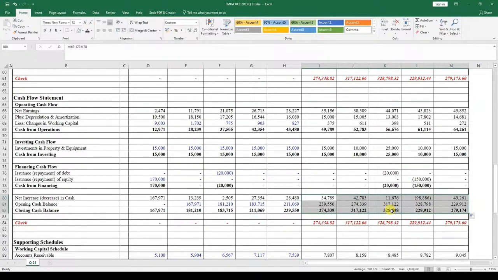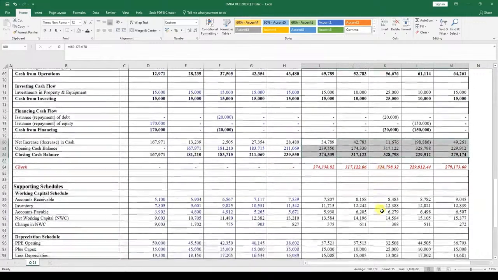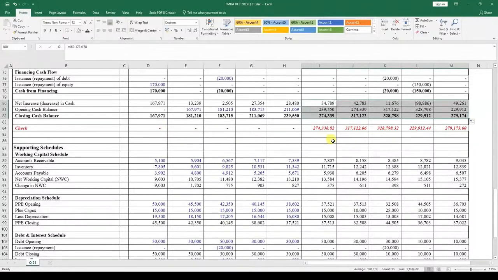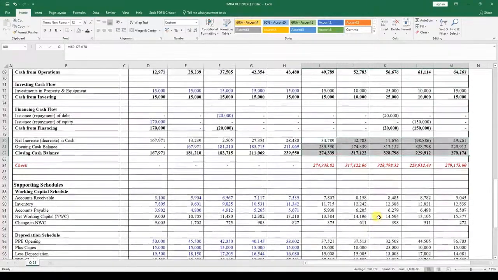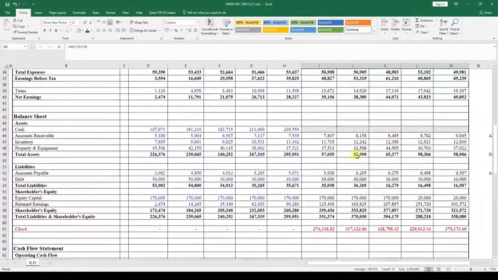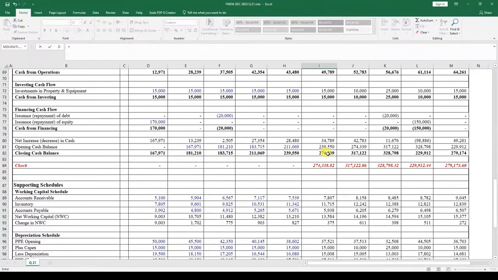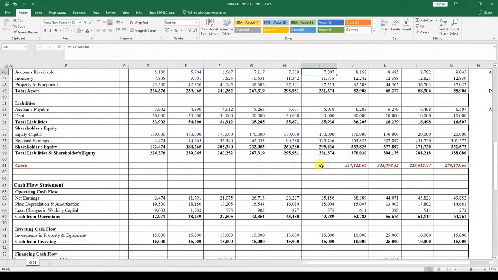Now to test and see whether this is actually going to balance, because we are through with the statement of comprehensive income, statement of financial position, statement of cash flows, and the supporting schedules, we can see that it's still not balancing. Remember one thing, what I had mentioned, that the cash balance is the balancing figure right here. So let's see if we link it, if it's going to balance. So we link this cash value with the closing cash balance right here, this one here, and you can see it has balanced.